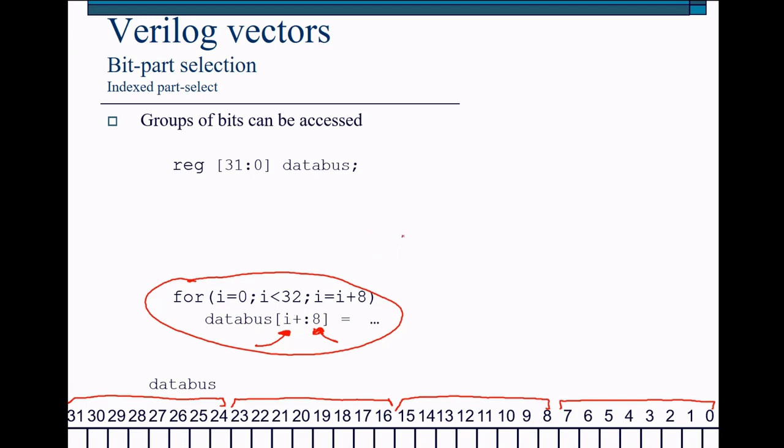There is also a version which, instead of using the plus colon, we have the minus colon, in which the bit positions selected go in descending order from the base expression.